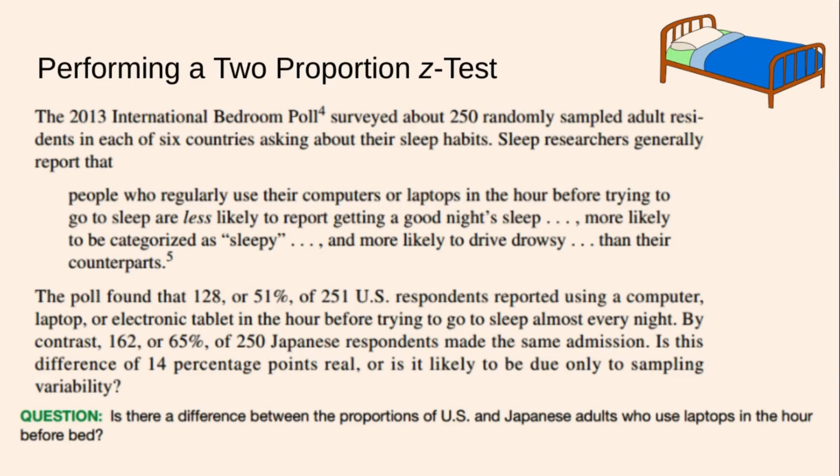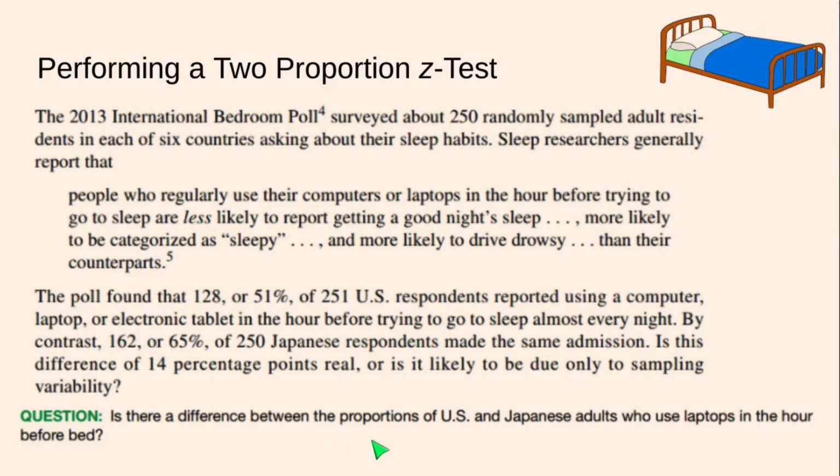The poll found that 128 or 51% of 251 U.S. respondents reported using a computer, laptop, or electronic tablet in the hour before trying to go to sleep almost every night. By contrast, 162 or 65% of 250 Japanese respondents made the same admission. Is this difference of 14 percentage points real, that is significant, or is it likely to be due only to sampling variability?